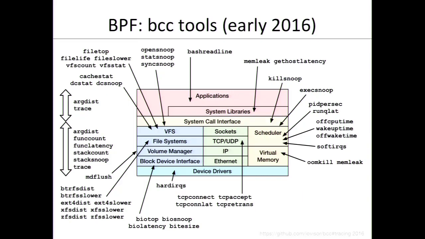There's a map of all the different BCC tools that we've been creating so far that's current. So getting into different file systems, getting into TCP, dynamic tracing as well. Run queue latency, to look for scheduler issues.